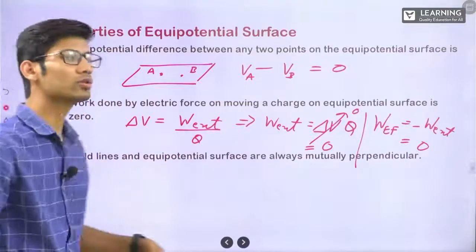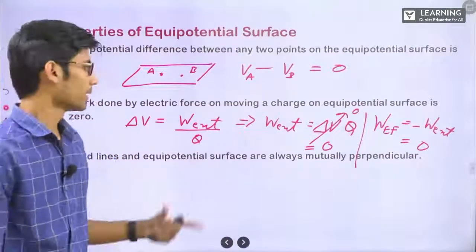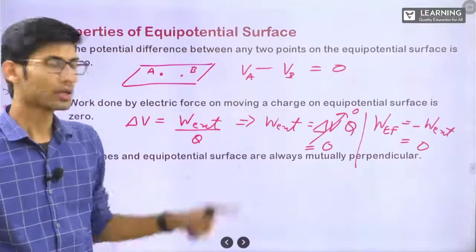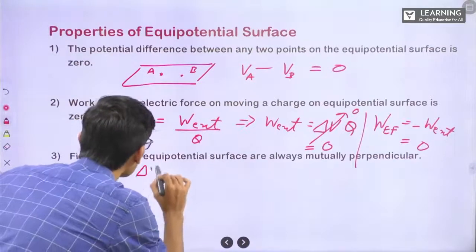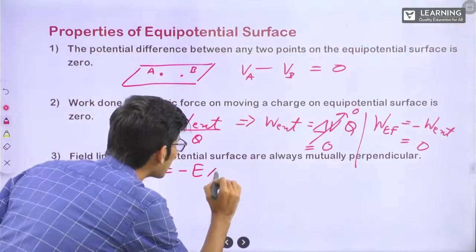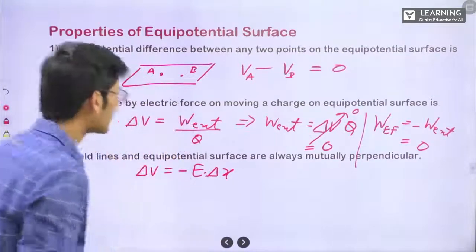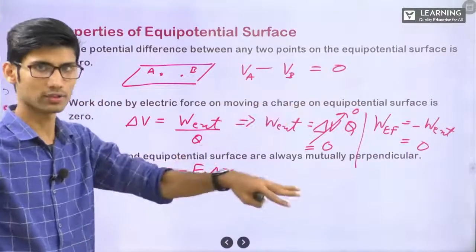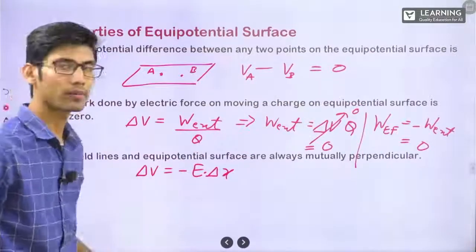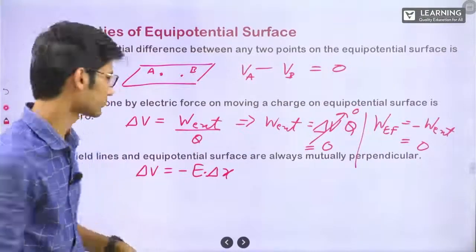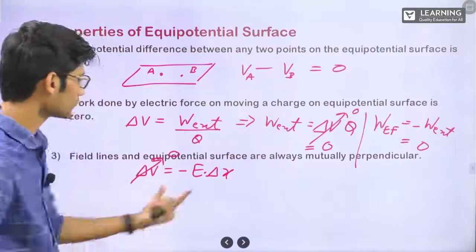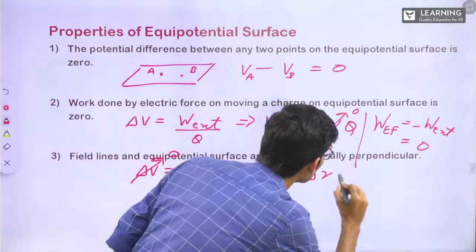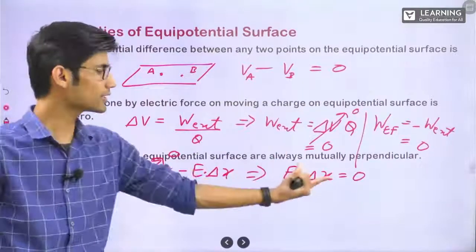Now, if you want to understand this from the formula, later on, once we see the relation between electric field and potential, we will get a formula as delta V is equal to minus E dot delta x. This is the basic relation between potential and electric field. We will derive this in this session only, later on. Now suppose delta V is 0. If this becomes 0, what does this mean? E dot delta x is equal to 0.